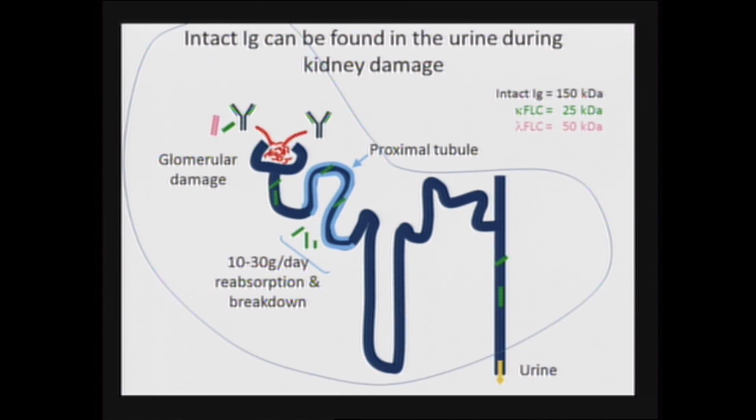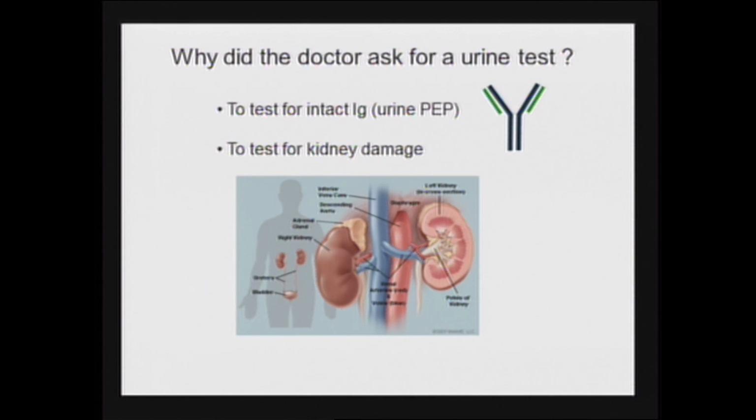The other problem is if there's damage to this glomerular filter. If that filter is broken and no longer a proper filter that only lets the small molecules go through, it's now going to let kappa, lambda, and the whole molecule go through. What you're going to see come through in the urine is all three of them. Because there's so much protein coming here, it overwhelms the reabsorption capacity, and everything shows up in your urine, and this is why you get a urine test. Looking for these proteins in your urine tells the physician that there's some kind of damage in the kidney. So the urine test is to test for intact immunoglobulin and to test for kidney damage.